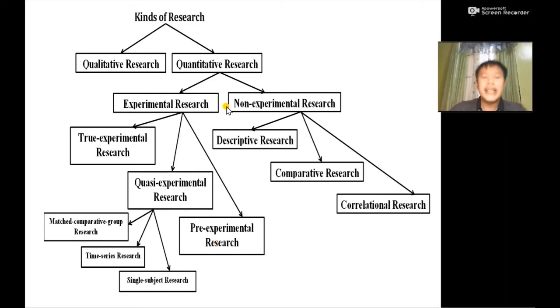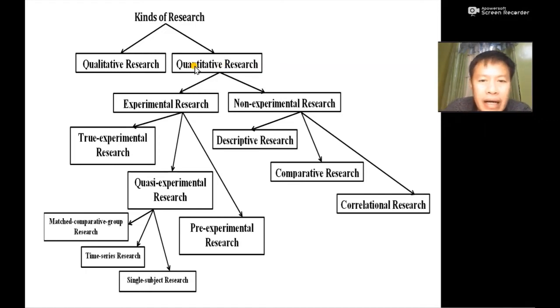Okay, now, this is the diagram. Kinds of research are qualitative research, and we have the quantitative research. We do not have here the types or kinds of qualitative research, because you have already taken up this one. There is a separate subject for qualitative research. This time, we are going to focus our concentration on the kinds or types of quantitative research.